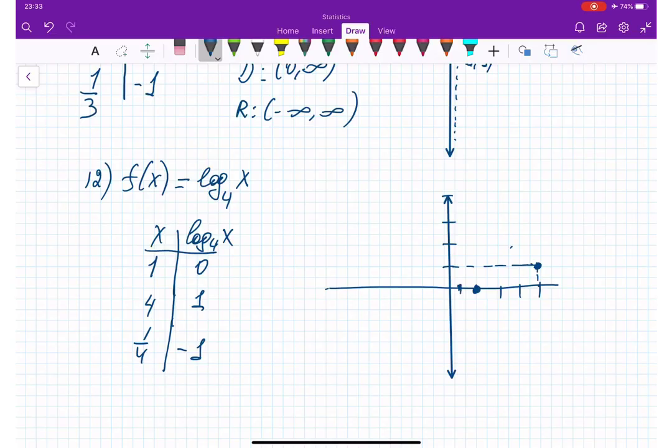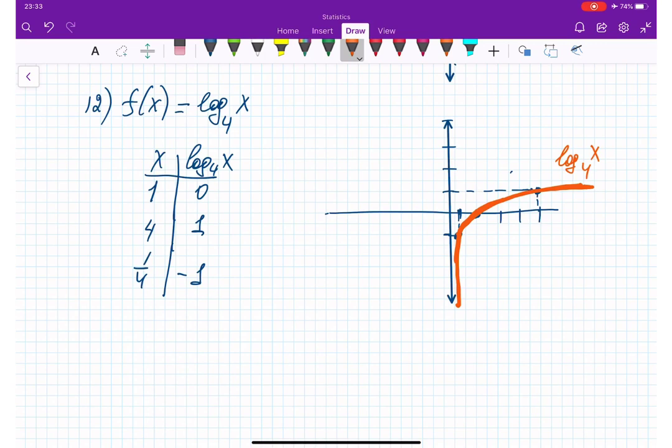And we get negative 1, this point. And so the graph is going to go like this. So we have log x by base 4.